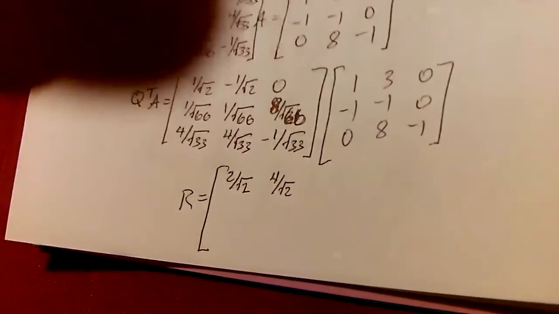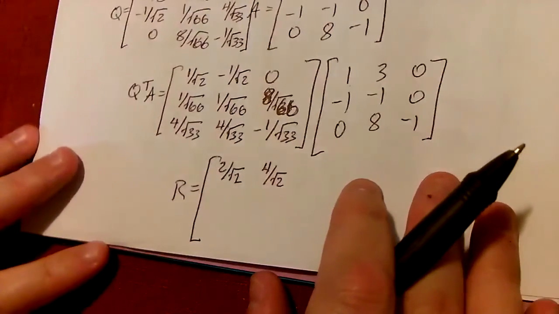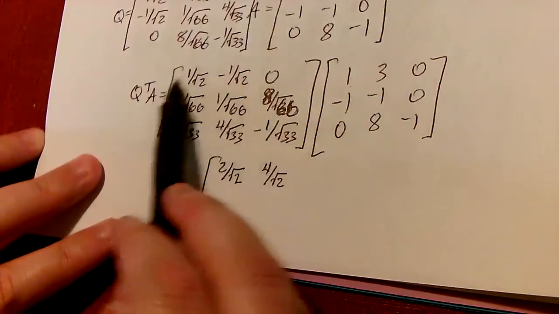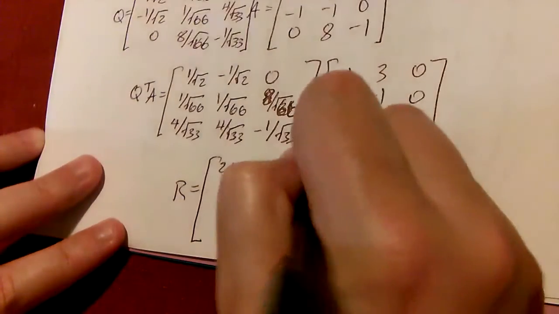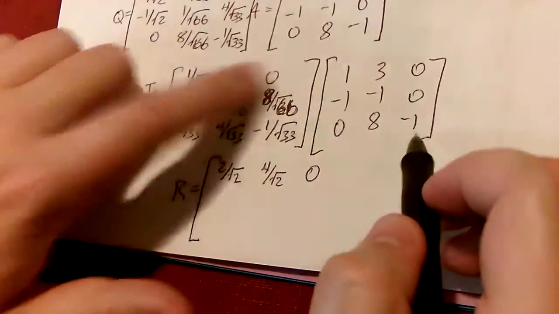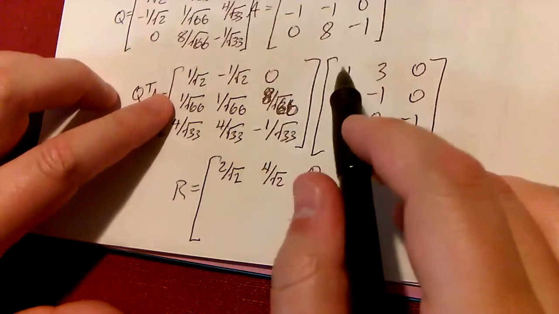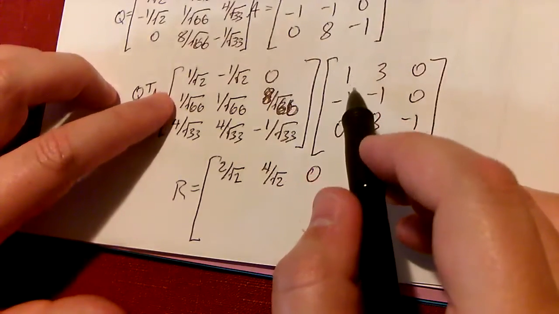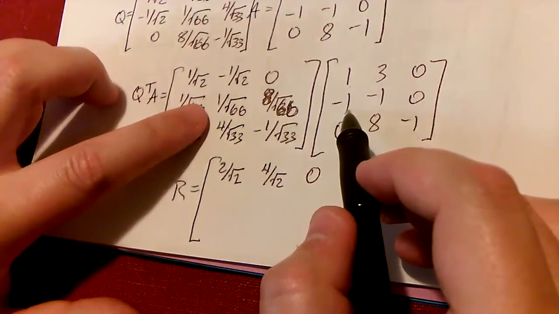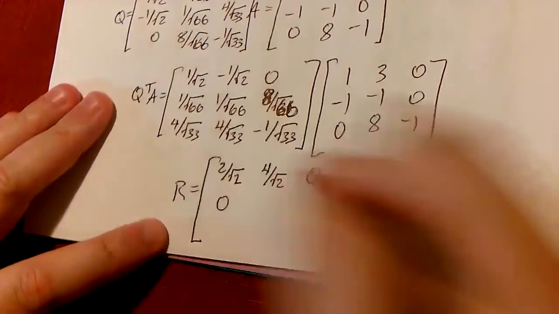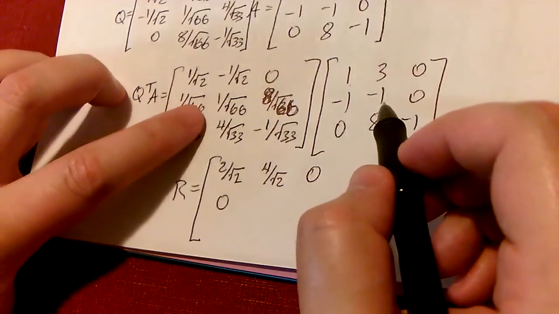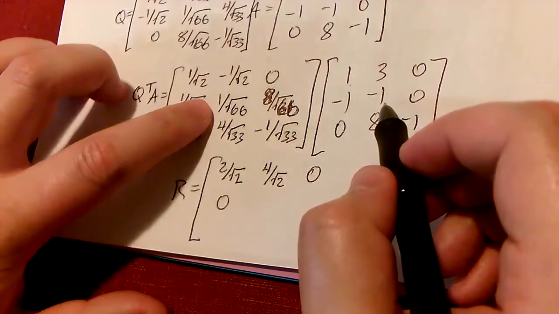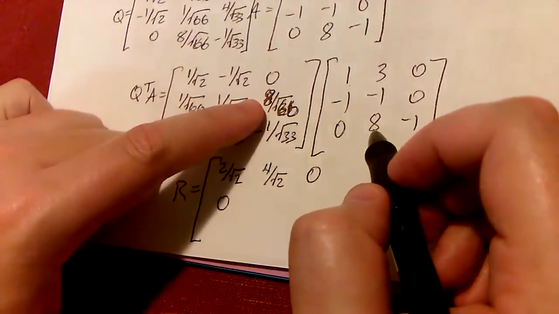Let me try to clear up that picture just a little bit for you. Should look a little nicer. Okay, 4 over the square root of 2. First row, third column: 0, 0, and 0. Great, we like that. Second row, first column: 1 over the square root of 66, minus 1 over the square root of 66, and 0. Okay, good. Second row, second column: 3 over the square root of 66, minus 1 over the square root of 66, plus 64 over the square root of 66.